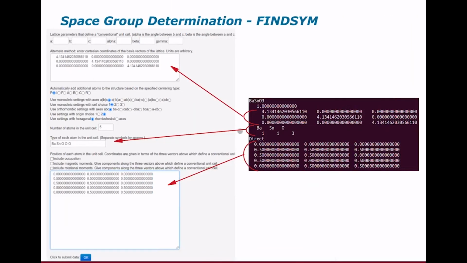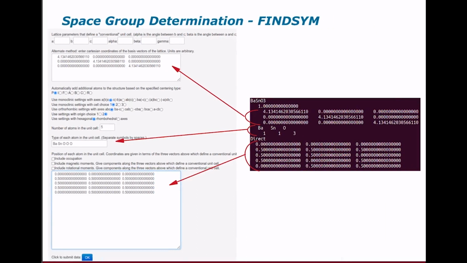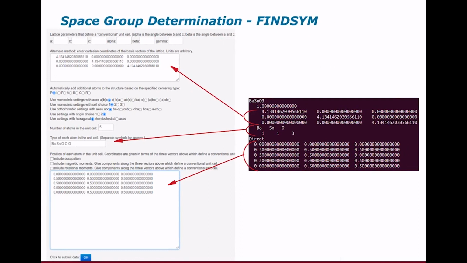So what we do is there is one text box for the lattice vectors. There we essentially copy and paste the lattice vectors. There's one box for the types of atoms. So if we are talking about barium stannate, we have one barium, one tin, and 3 oxygen atoms.